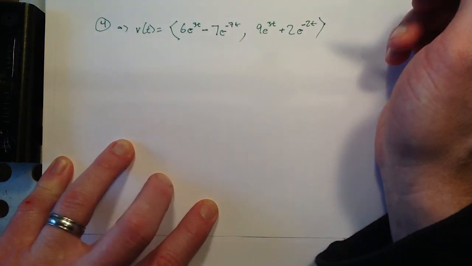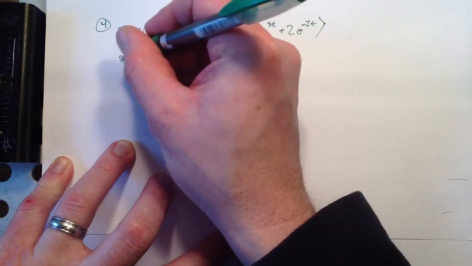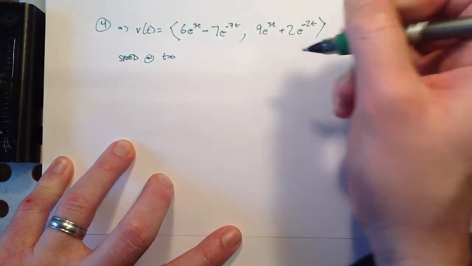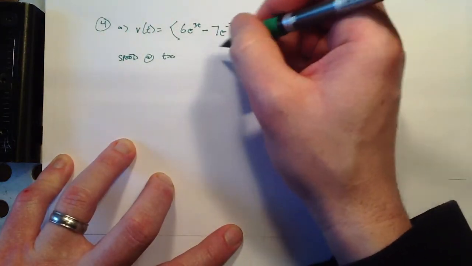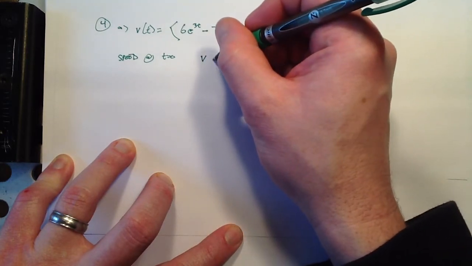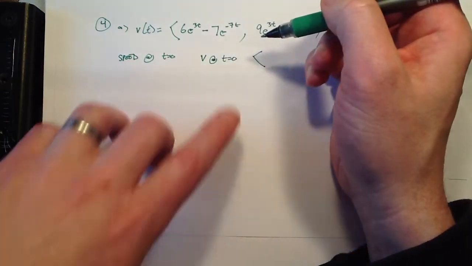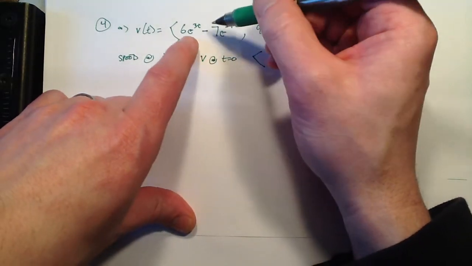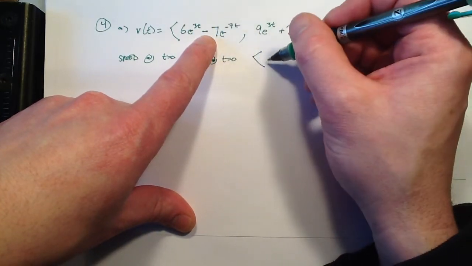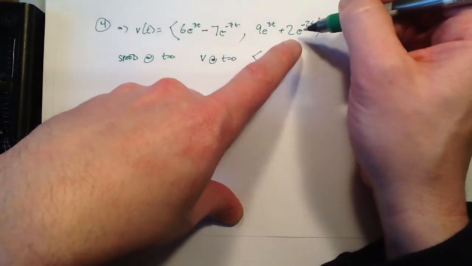Okay, there's the first part. That's a velocity vector. And then they want the speed at time 0. That's the Pythagorean theorem on this. So velocity at time 0 would be, let's see, 0 plugged into this would be 6 minus 7, which is negative 1, comma, 9 plus 2.